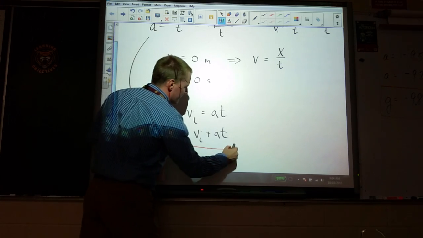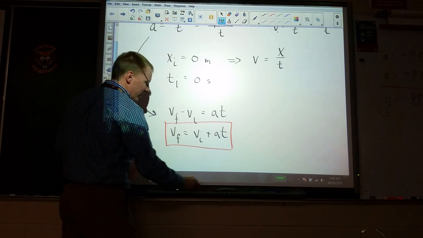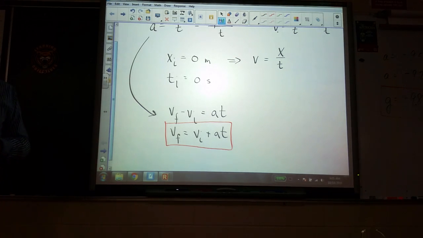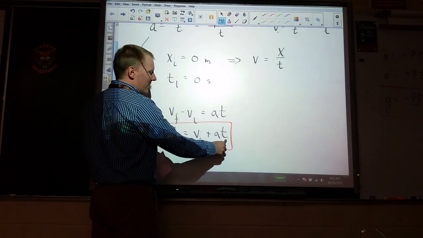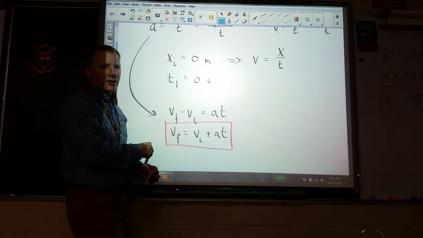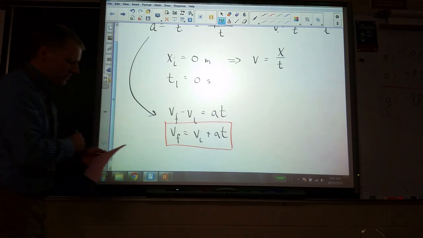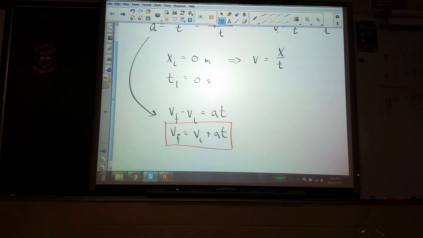This is really just a rewriting of the first way because we so often want to learn what the final velocity of an object is. We know how fast it's going now. If it undergoes some acceleration for a certain amount of time, what new velocity will it have? So that'll be our first big one.